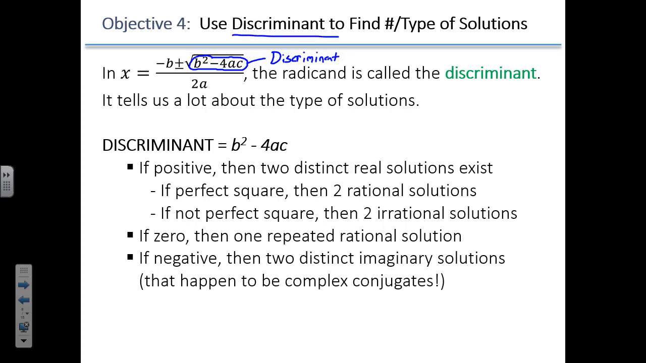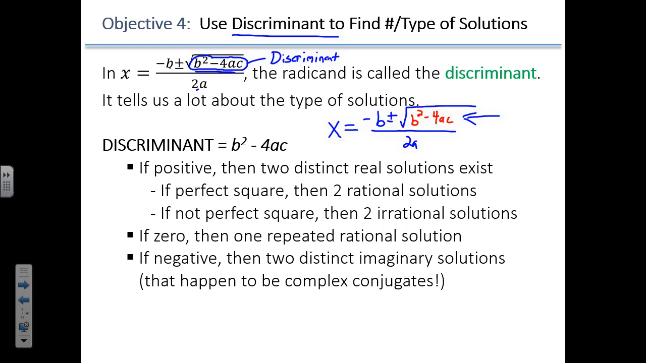The discriminant sort of tells you about the nature of the equation that you're trying to solve. Without plugging all the values into the quadratic formula, sometimes it's useful just to calculate the value of the discriminant. We know that in the quadratic formula, x equals negative b plus or minus the square root of b squared minus 4ac, over 2a, that's the number that tells us whether or not we have real solutions.